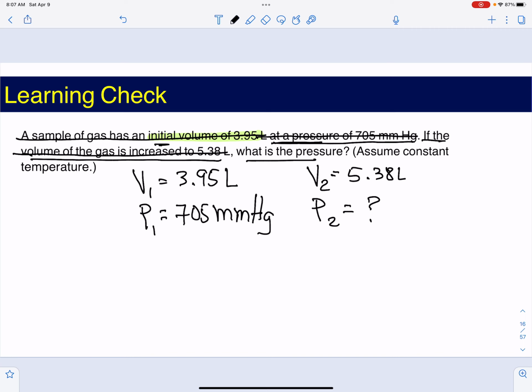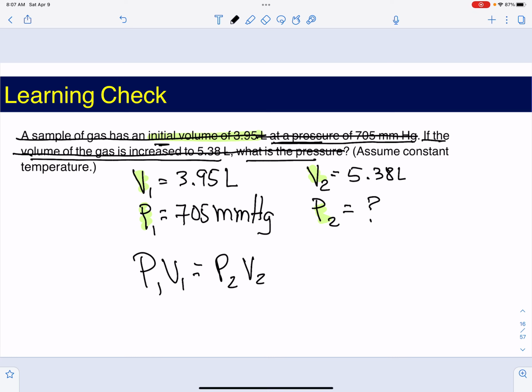The other thing I have to do, because this is the first problem we do, but at the end we're going to have covered like 4 or 5 different laws, is figure out what law this one is talking about. I already scratched out everything here, so the only thing I have is volume and pressure. So this has to be Boyle's law, and Boyle's law is P1 V1 equals P2 V2.